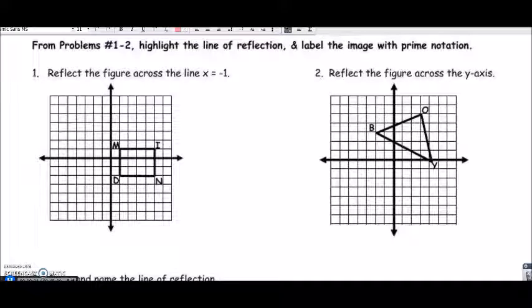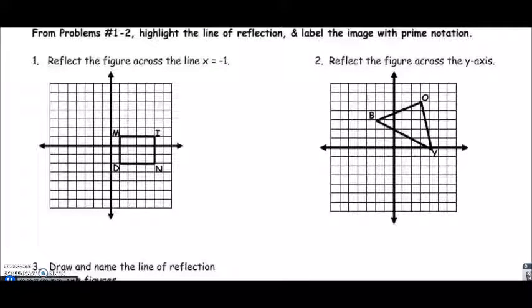Number 1 wants you to reflect a figure across the line x equals -1. The first thing you need to do is figure out where x equals -1 is and mark that. So this is your x equals -1. You're going to count to that line and then continue the same distance. So you have 1, 2, 1, 2.